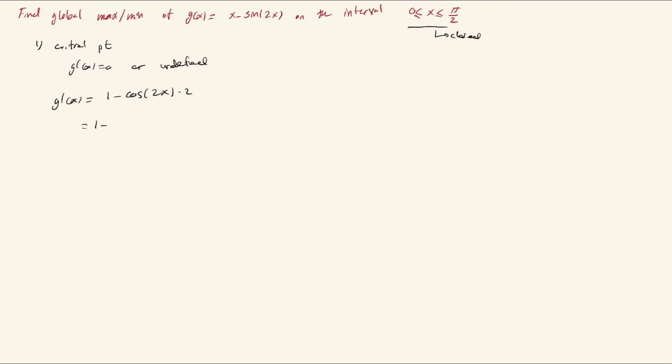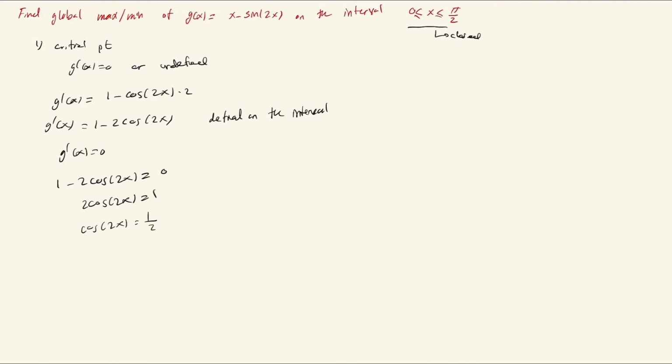This is the first derivative. Now notice that the first derivative is defined on the interval. Remember, our interval is between 0 and pi over 2. Now, the first derivative is 0 when 1 minus 2 cosine of 2x equals 0. I'm going to move the 1 to the other side, and then I'm going to divide by 2.